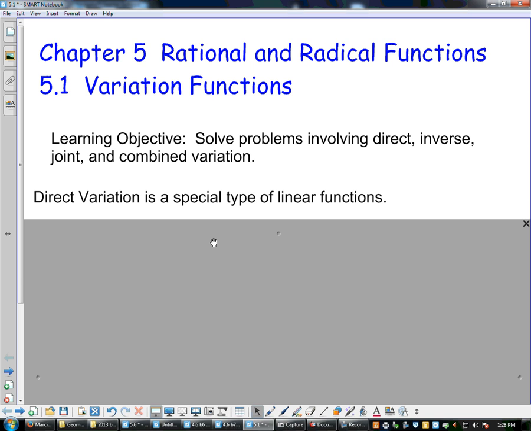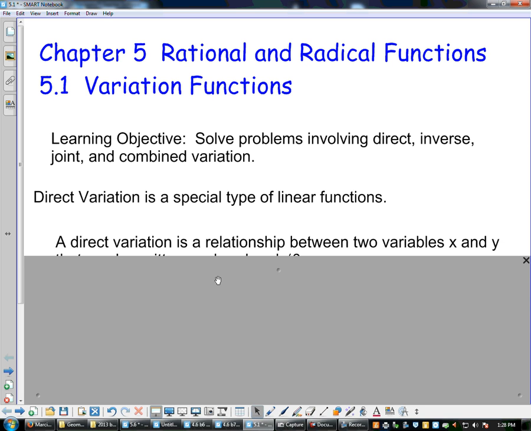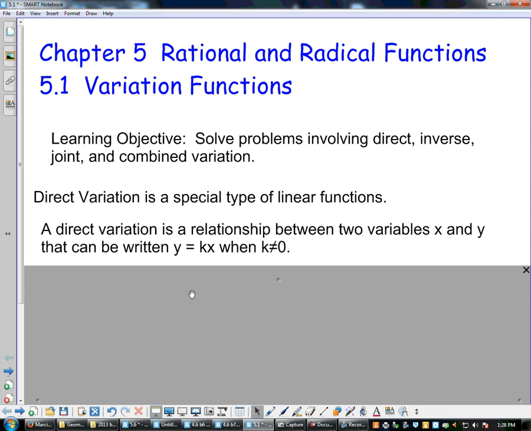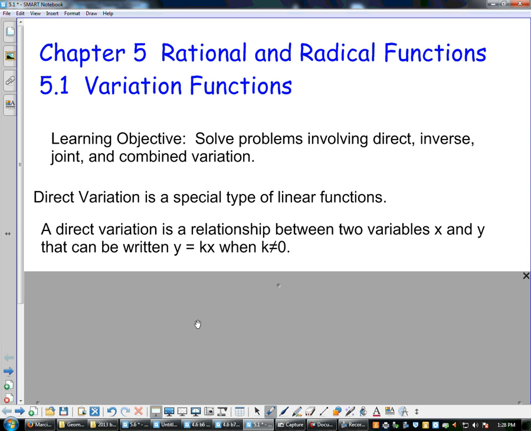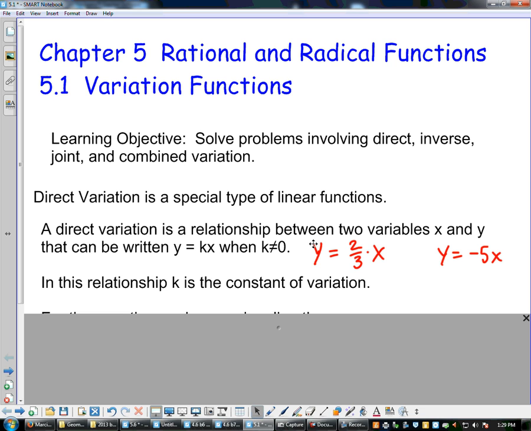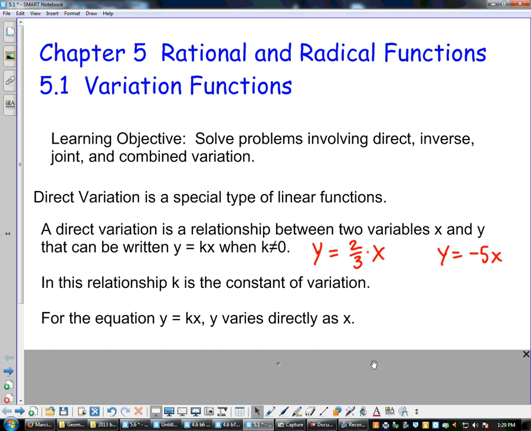You did learn about direct variation in Algebra 1. It's just a special type of a linear function. A direct variation is a relationship between two variables, x and y, that can be written y equals k times x when k is not equal to 0. So some examples of a direct variation might be something like y equals 2/3 times x, or y equals negative 5x. Those would be examples of direct variation equations. The k is called the constant of variation. For the equation y equals kx, y is said to vary directly as x.